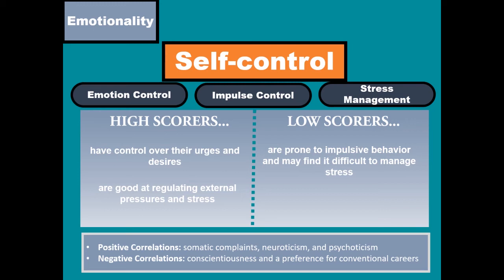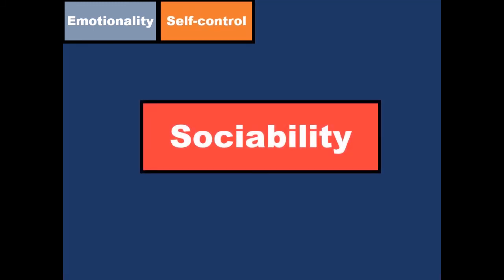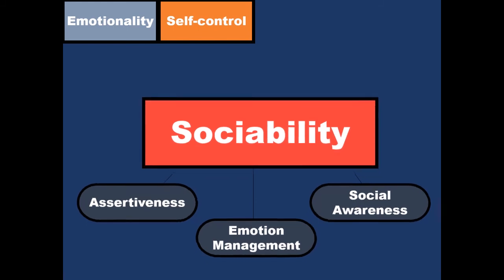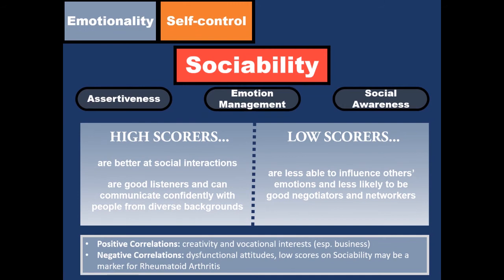The broad trait EI factor of sociability comprises the facets of assertiveness, emotion management, and social awareness. Here are some correlates and characteristics of high and low scores on the trait EI factor of sociability. Just like the trait emotional intelligence facets, all 4 trait EI factors can have advantages as well as disadvantages for both high and low scorers. For example, individuals with high scores on the sociability factor of trait EI may be unsuitable for careers and jobs that require relative isolation.